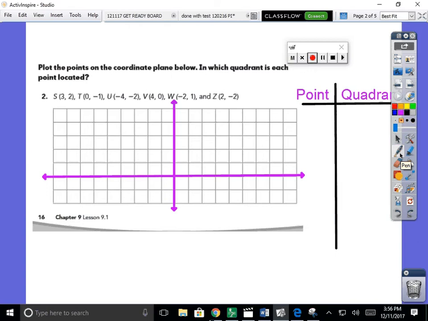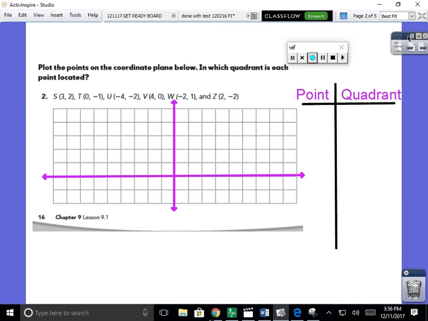For this next problem of lesson 9.1, talking about points on the coordinate plane, you'll see here that I indicated for students it was important to show both pieces. So I actually laid out a table for them, kind of like a T-chart, where I suggested they give me the point and after it the quadrant. Because if we read in here, it says, I want to plot the points on the coordinate plane below. Well, plotting the points, that's part A, the first thing I need to do.